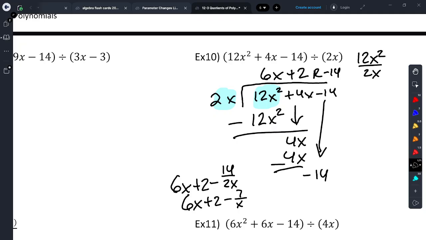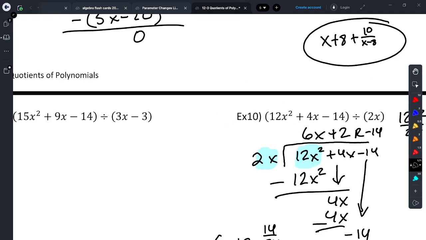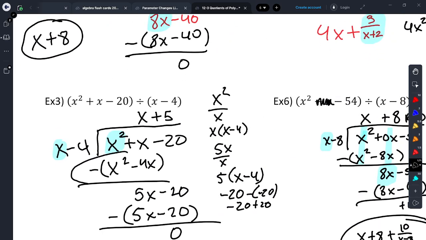If you know your division algorithm, this is not hard. Yeah? It's just keep the same process. The only part people mess up on is forgetting to subtract the whole thing. If you get that down, this is easy. Yeah? All right.